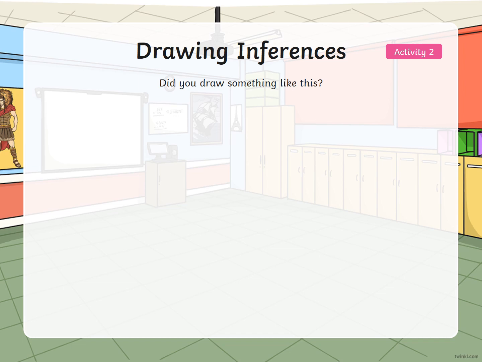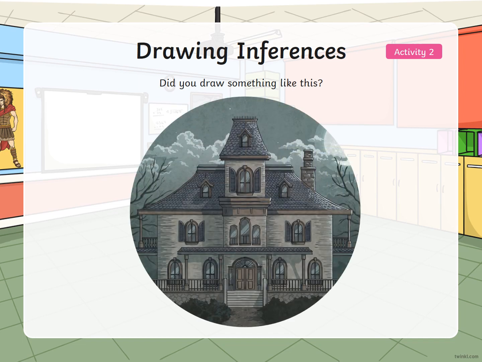Okay, let's have a look at what you could have drawn. So as you can see in the picture, we've got the moon going through the clouds, we've got a chimney, we've got a symmetrical house, it's the same on both sides. The shutters are open, we've got trees with bare branches. Okay, so did you get all of that information on your picture?